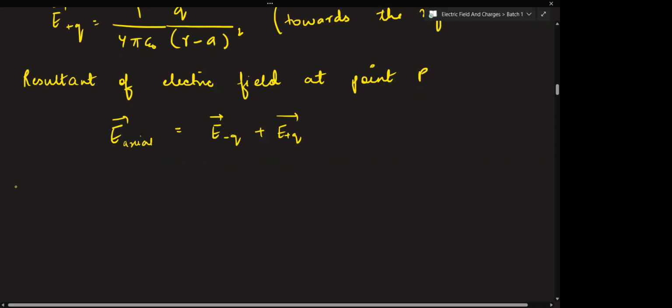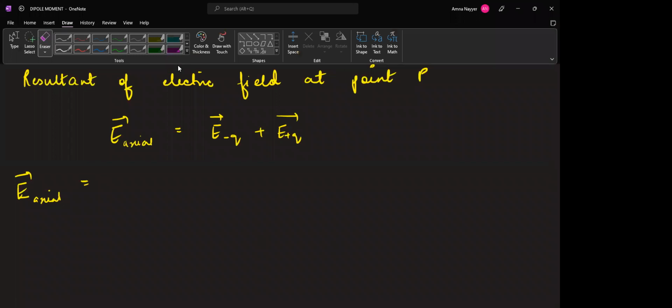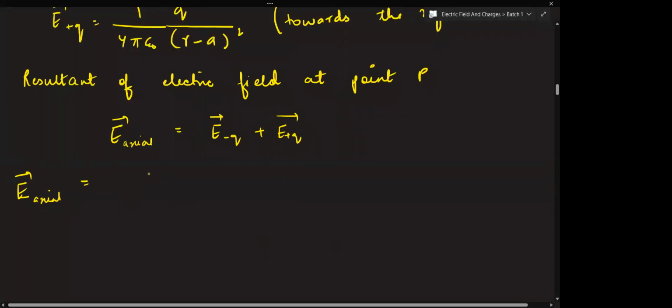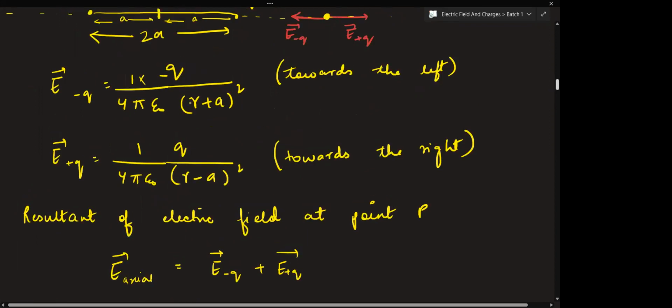Now see, wherever we are writing E axial, the net sum of electric field at the axial point, this is the resultant we are calculating. E plus Q and E minus Q. So let's take E plus Q first. Let's write for each of them separately. All right, E plus Q will be KQ divided by (R minus A) whole square. For E minus Q, I'll have to write this minus sign.